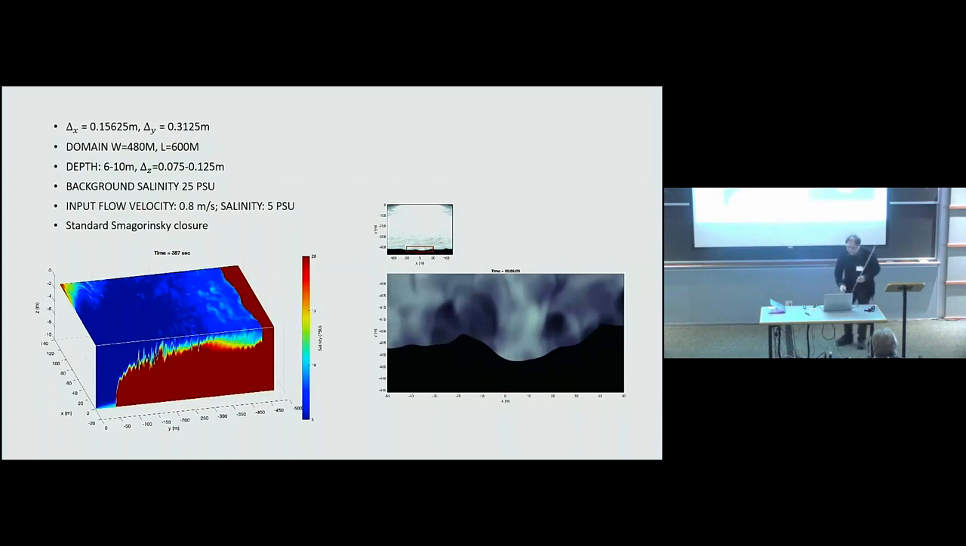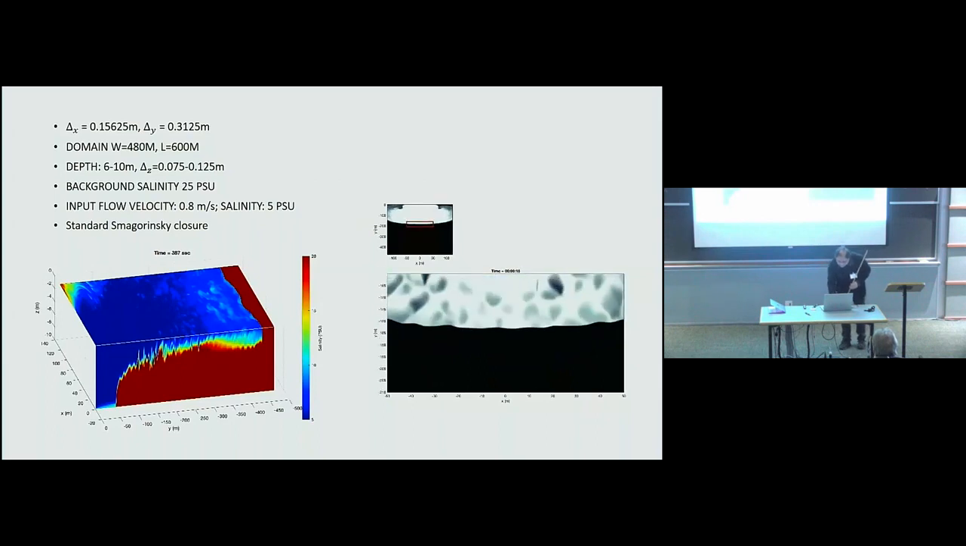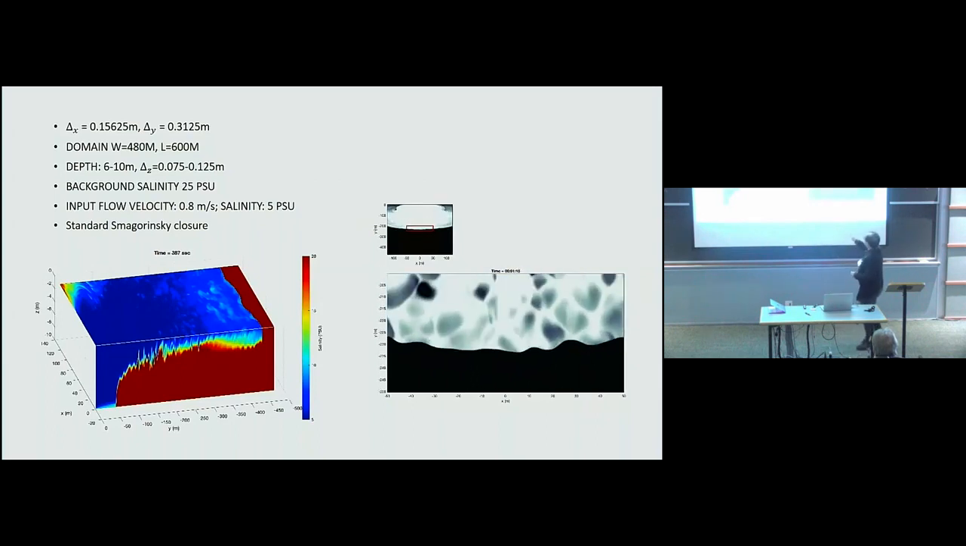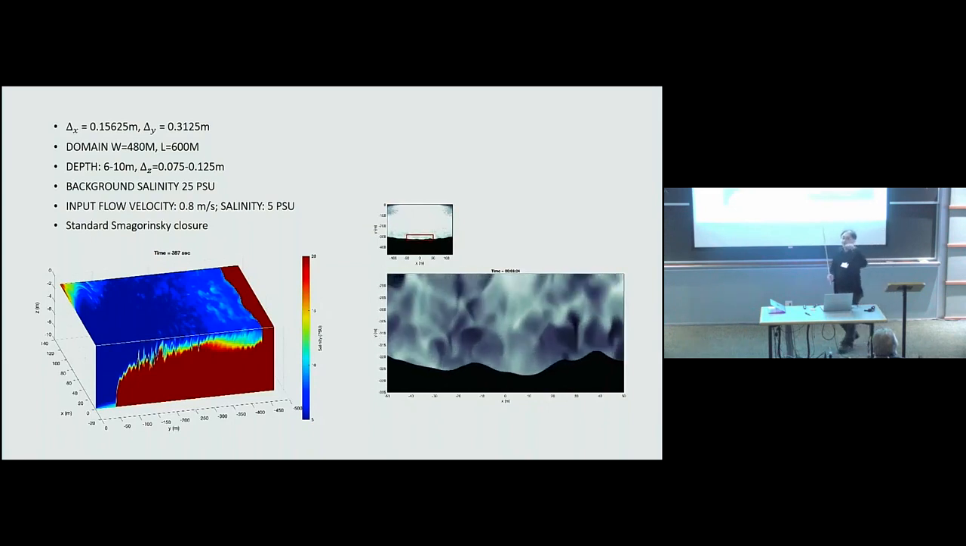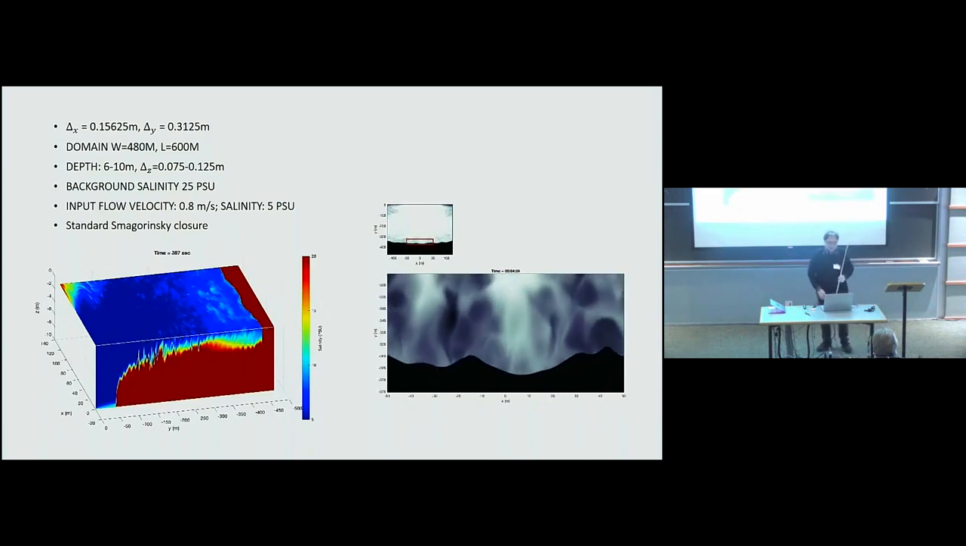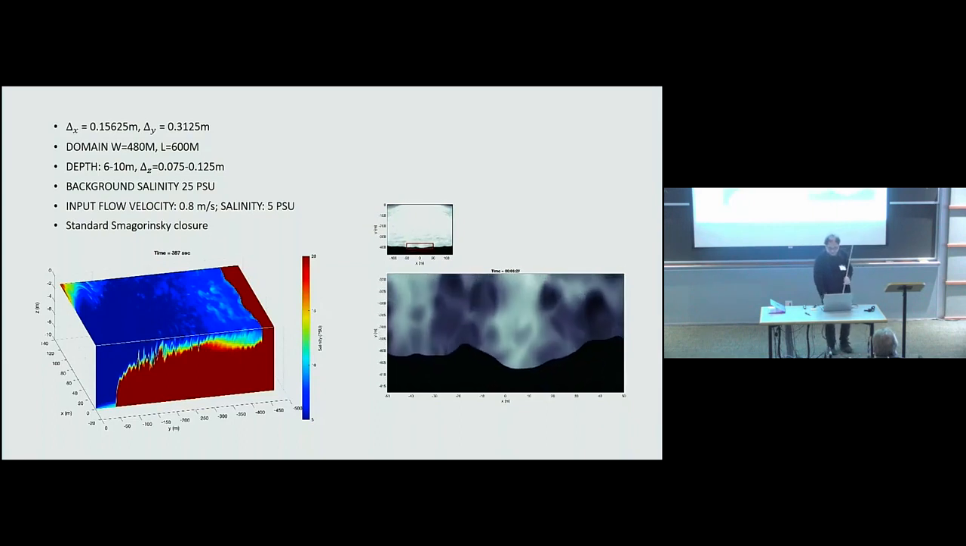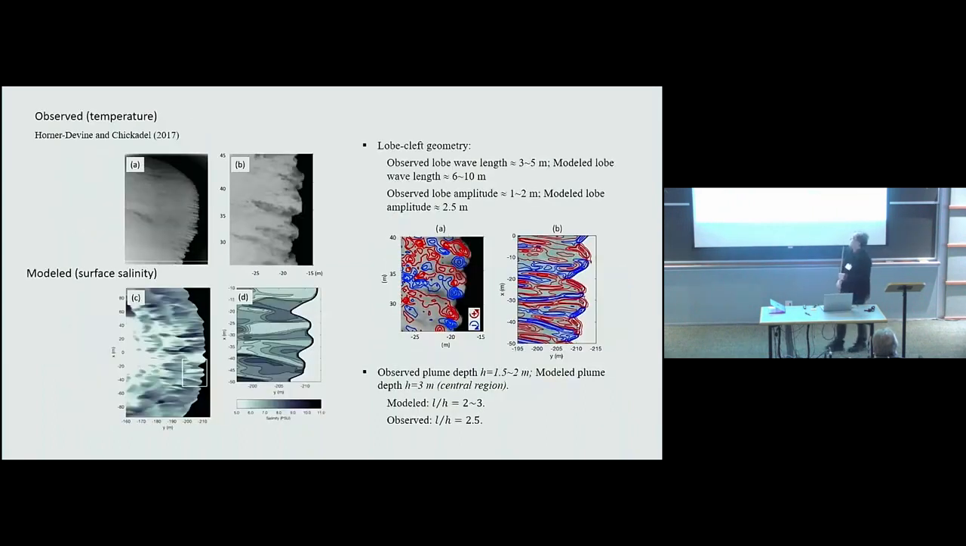This one I want to play again. This is tracking the front. You can see that our model is also able to predict this wiggling, or if you want to call it, lobe and cleft feature. So here I want to do some more detailed comparison.